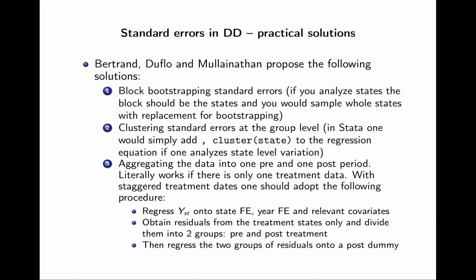Second, you could cluster your standard errors at the group level. In Stata, that would simply be comma cluster state added to the regression equation if you want to analyze state-level variation, or city or country. That is definitely the most common solution people use, because there's very little programming involved. Versus this aggregation method, which is a very strange method, and I've definitely never seen anybody do it. I've tried to do it myself, and I am still learning about it.